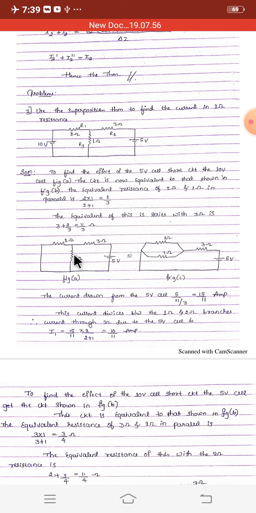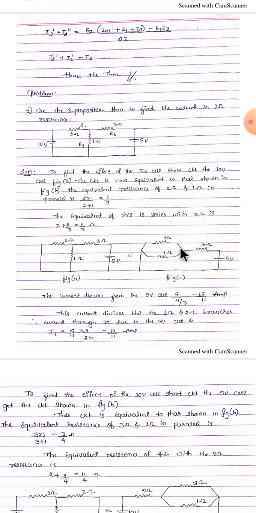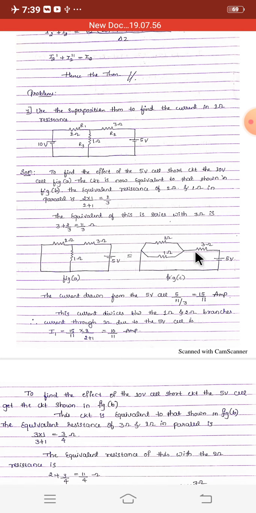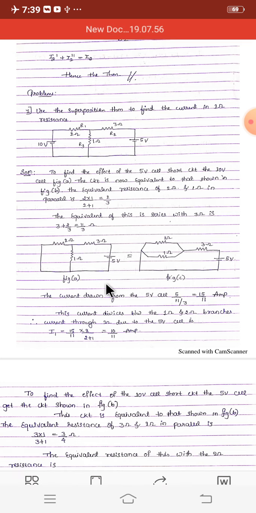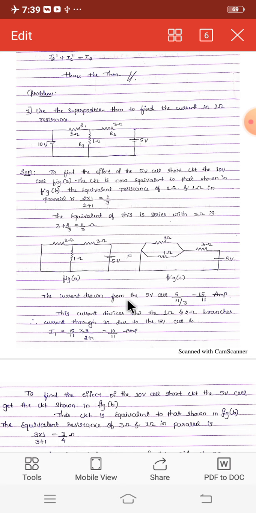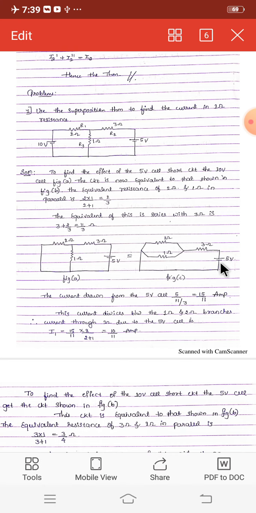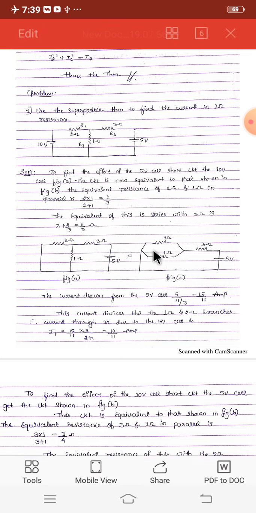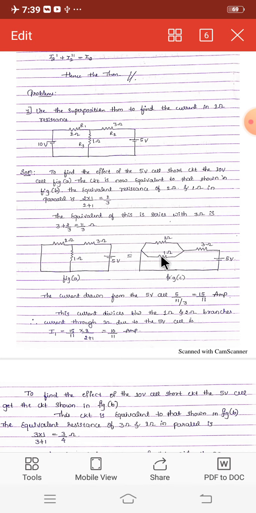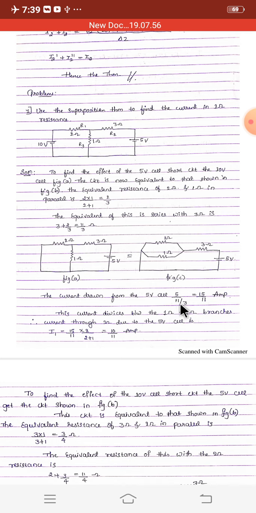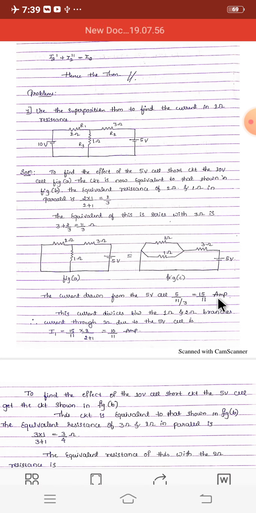Now see here, these two are parallel, so draw the resistance in parallel, plus this is in series with the 5 volt as it is. This is figure C. Now the current drawn from the 5 volt cell: the current I equals E divided by R. E means 5 volt divided by 11 by 3. This is the parallel resistance. So E divided by R, 11 by 3, becomes 15 by 11 ampere.